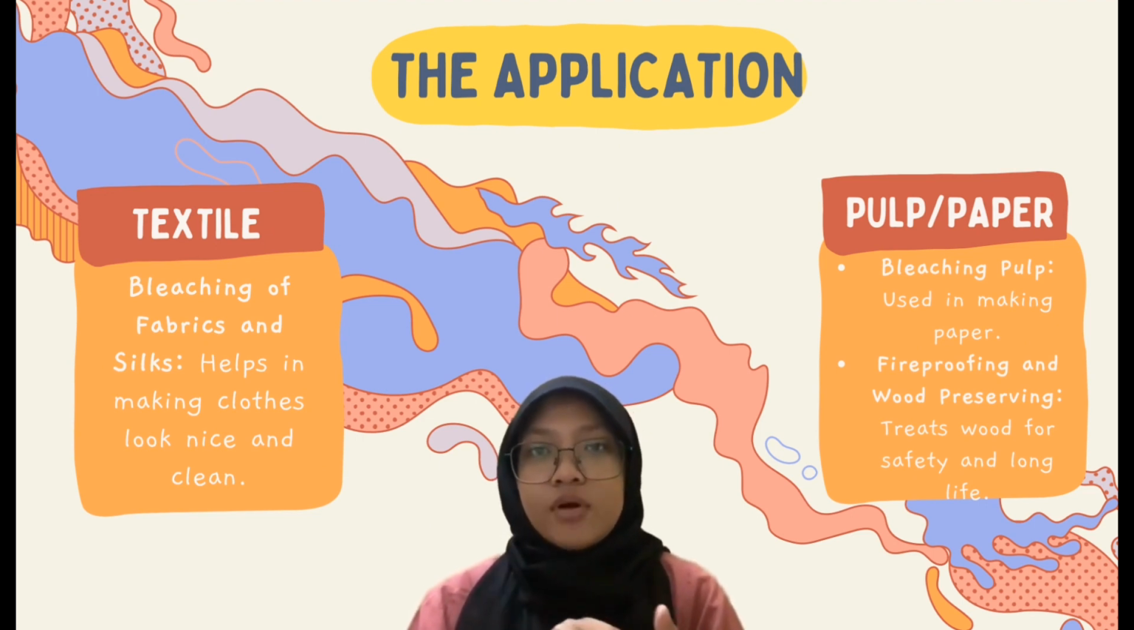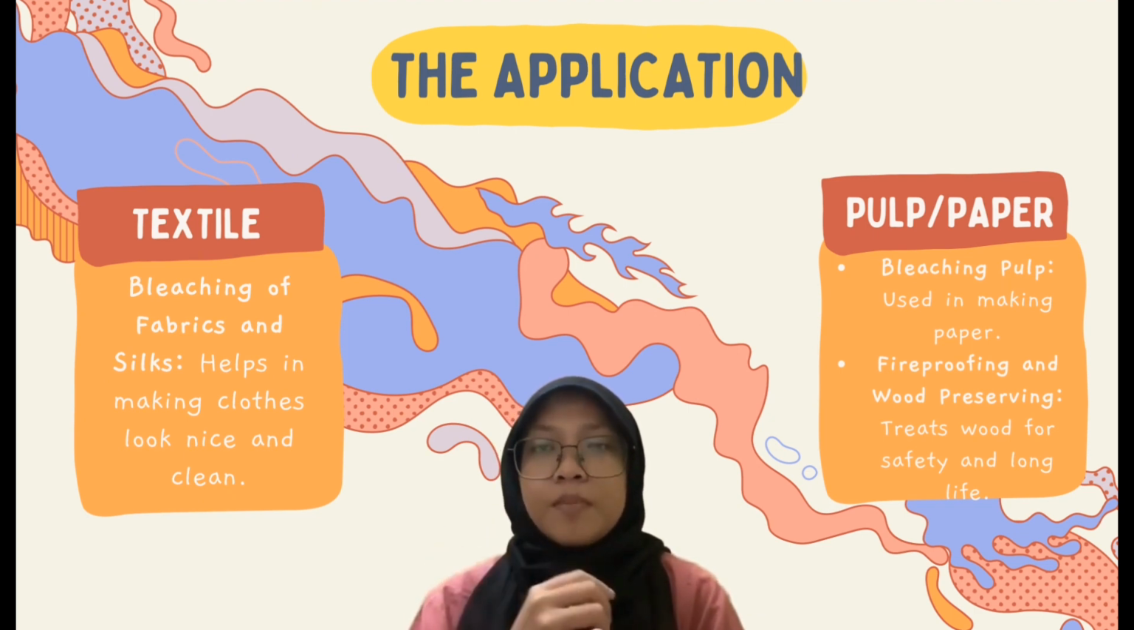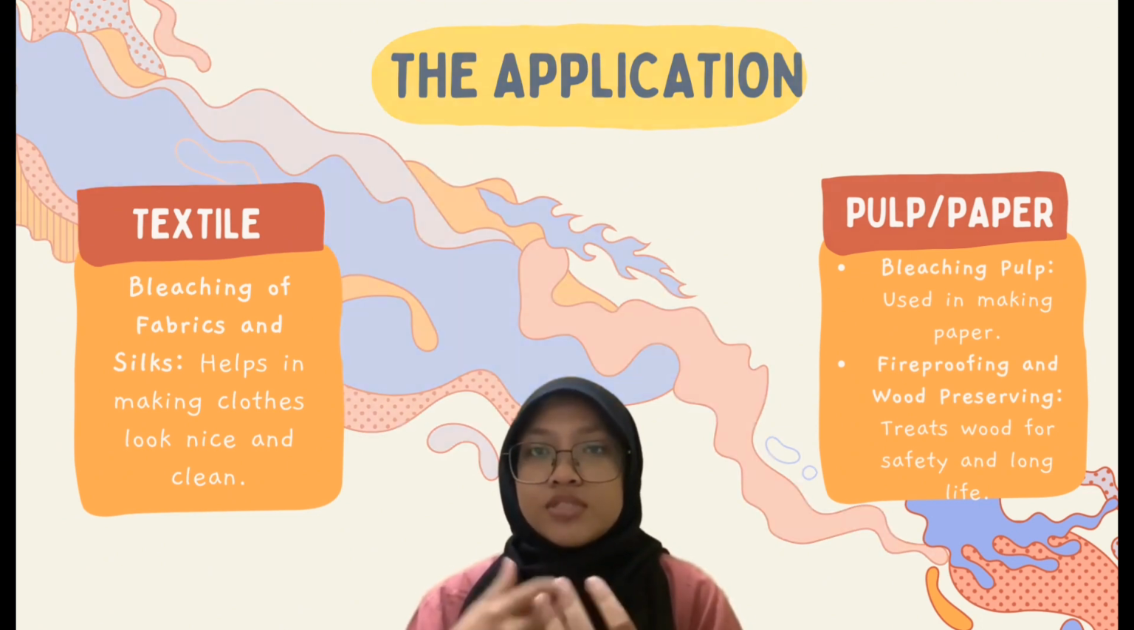And lastly, for pulp and paper industry, we have bleaching pump. Centrifugal pumps are employed in the paper manufacturing process for the circulation and transfer of chemicals used in pulp bleaching, and for fireproofing and wood preserving in processes involving the treatment of wood for fireproofing and preservation. This pump may be used for liquid transfer.